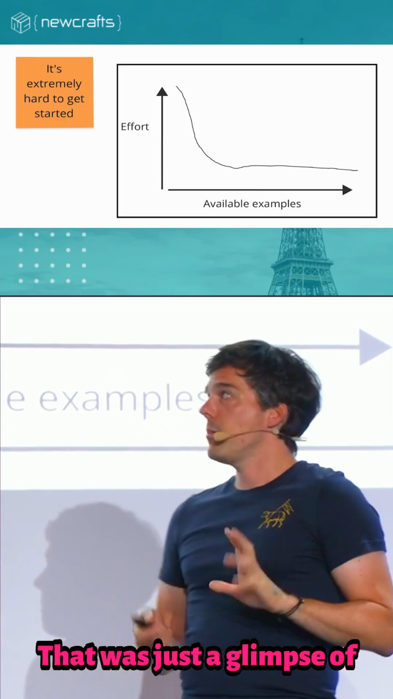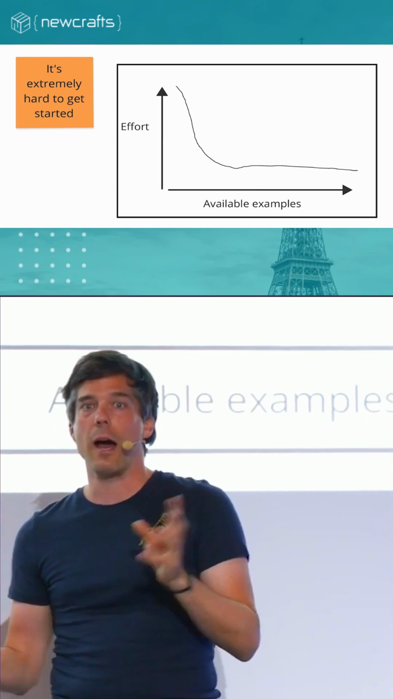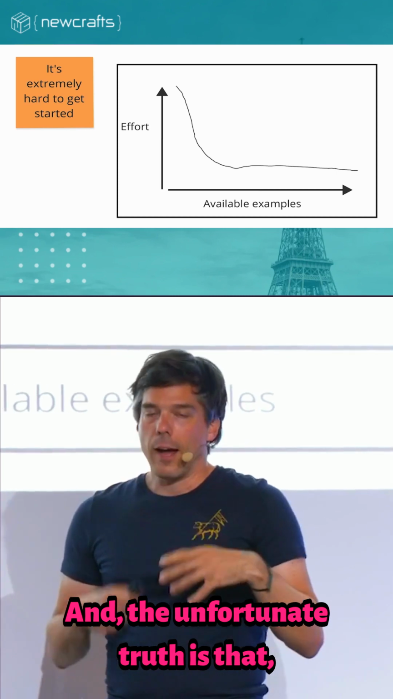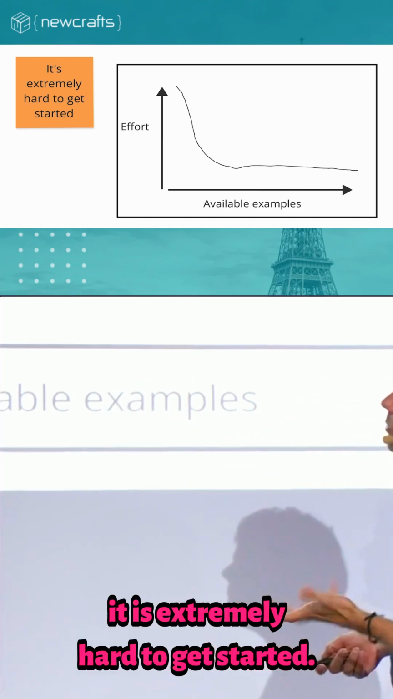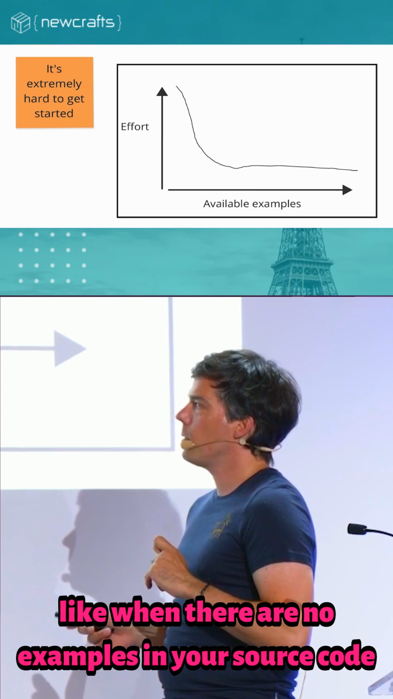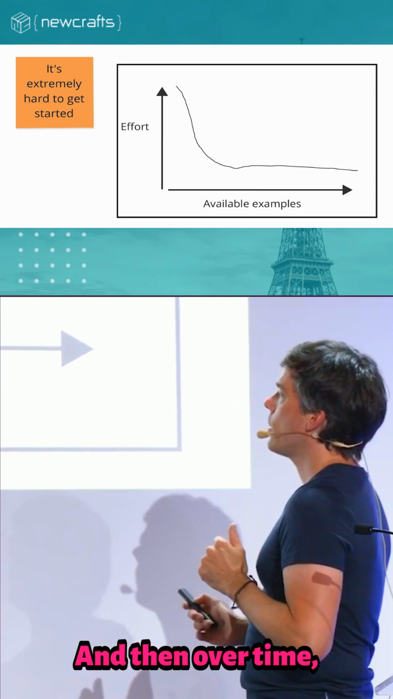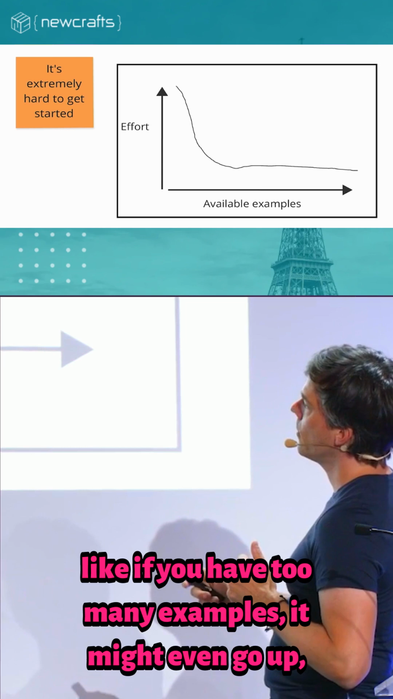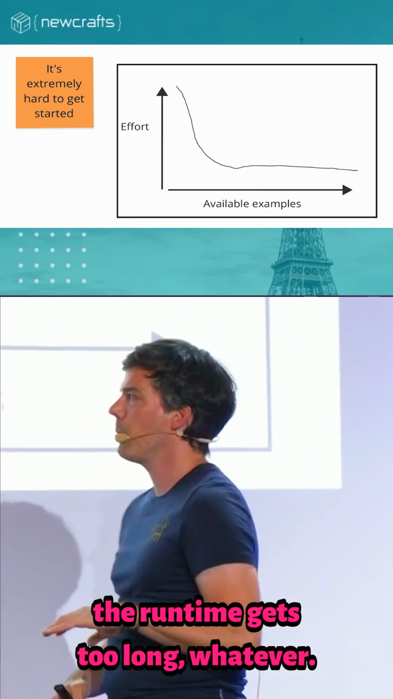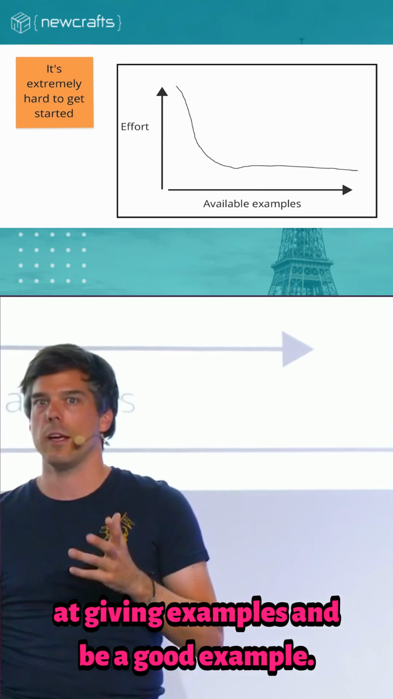So that was just a glimpse of where this explodes in complexity of how to test, why to test, what to use, what technology to use, which approaches to use. And the unfortunate truth is that it is extremely hard to get started. The effort it takes, when there are no examples in your source code base, is insane. And it's super frustrating. And then over time, the more examples you have, it gets easier. I'd say that at some point, if you have too many examples, it might even go up again because your test suite gets too long, the runtime gets too long, whatever. But that's unfortunately the truth. And that's what I said before. We need to be good at giving examples and be a good example.